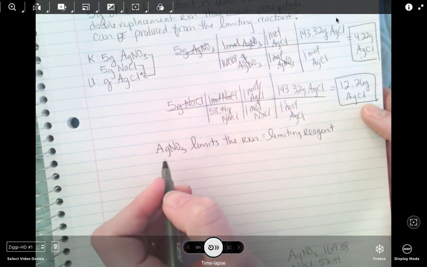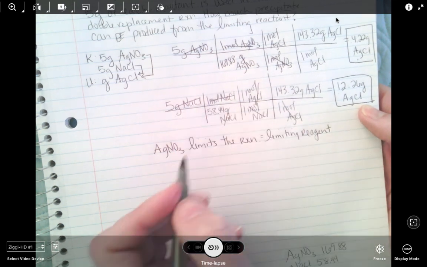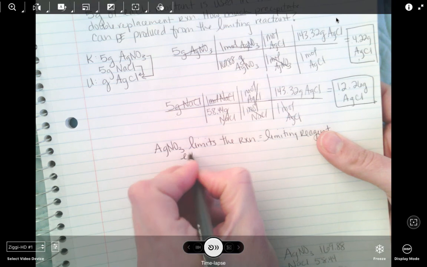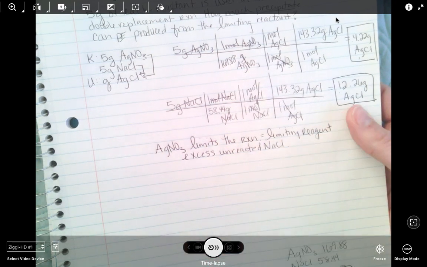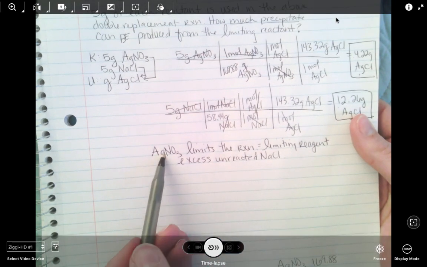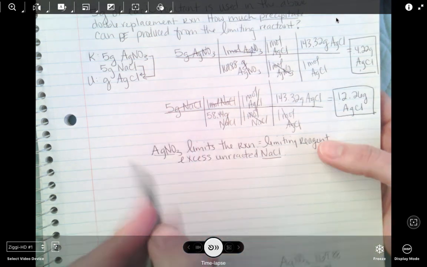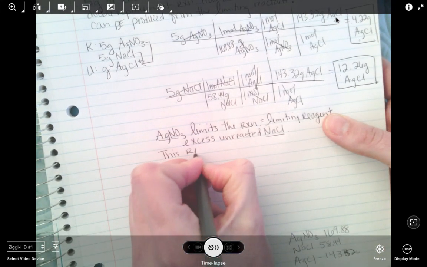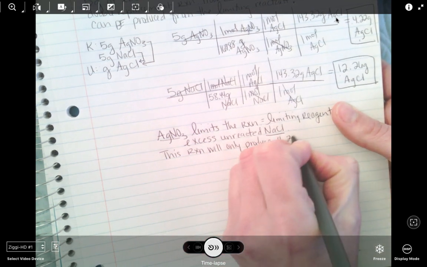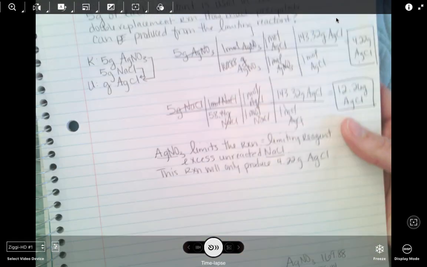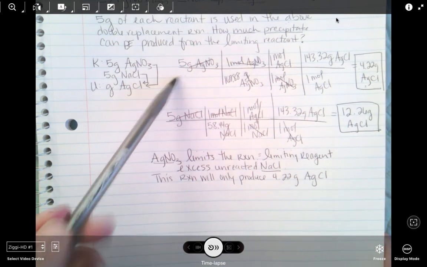which means that if I put 5 grams of each of these into solution, I would only get 4.22 grams of silver chloride out, and there would be excess unreacted sodium chloride left in the solution. So I have my limiting reagent, and I have what I have in excess. So if this reaction were to take place, it will only produce 4.22 grams of silver chloride. Now, if I wanted more silver chloride, I would have to increase the amount of silver nitrate I put in, because that's what's limiting the reaction.